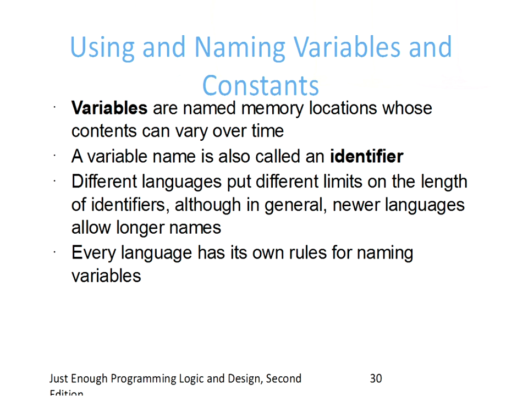Another concept here is variables and constants. The chapter explains this whole naming, how you name variables, and that's what you need to focus on at this point. Variables are named memory locations whose contents can vary over time. A variable is also called an identifier. Last time we talked about how we have a memory location; we have many memory locations.